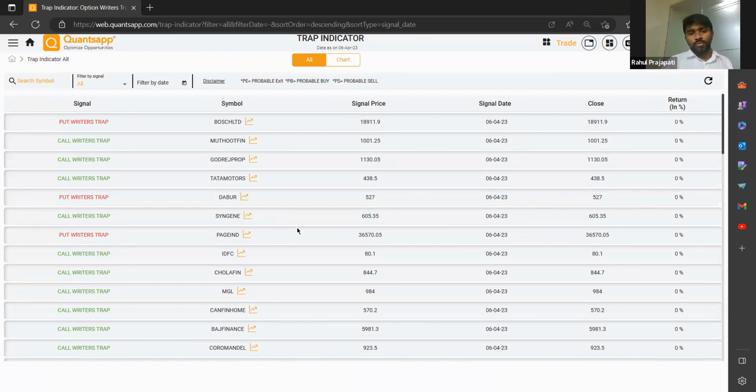There are just two ways to find a trade. Either you find the trade from the builder, or you find a trade from the trap. And the end result of finding a strategy will go to the optimizer. So trap is a very good tool. I like it personally a lot, and it gives you very good trending moves.